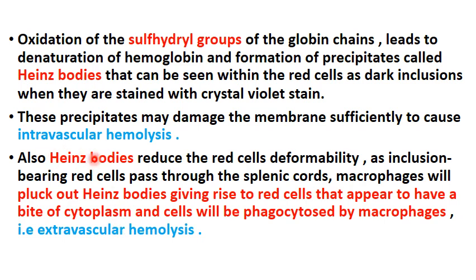Why? Because Heinz bodies reduce red cell deformability. So the inclusion-bearing red blood cell, when passing through the splenic cord, the macrophage will pluck out and bite it. This Heinz body gives rise to the bite cell. The red blood cell looks like a bite cell as part of the cytoplasm is bitten. The cell is then phagocytosed by the macrophage, which leads to extravascular hemolysis.